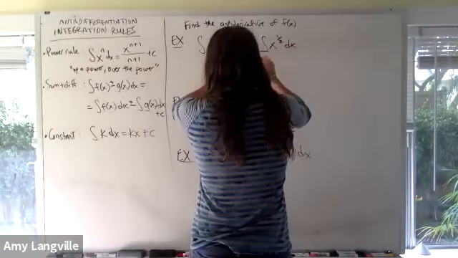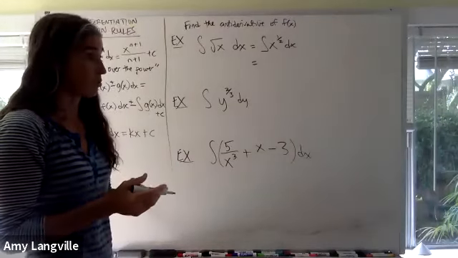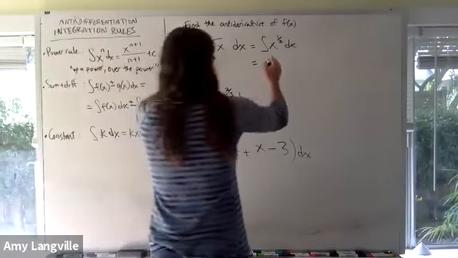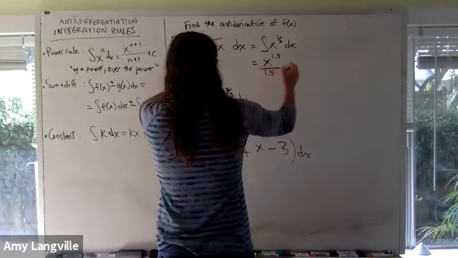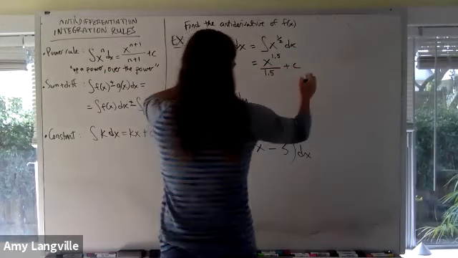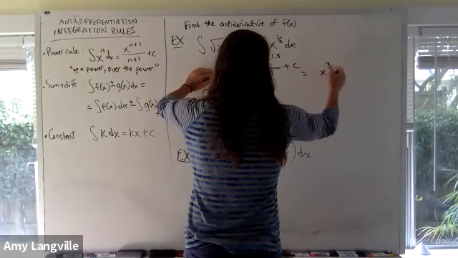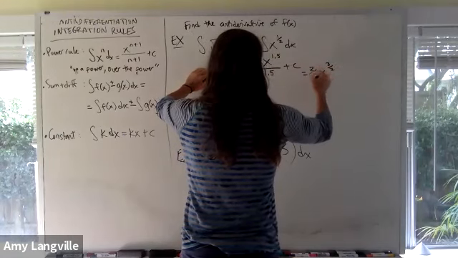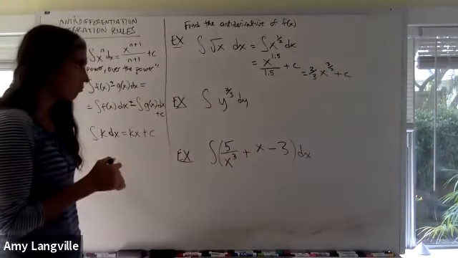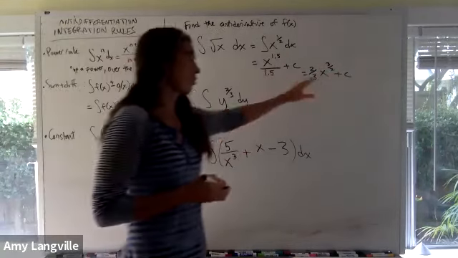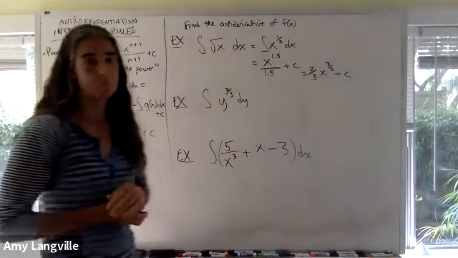So you add 1 to the exponent, so that becomes 3/2, or if you like turn it into decimals, that's 1.5. So x to the 1.5 divided by 1.5 plus c. Or if you like fractions, x to the 3/2 divided by 3/2 is the same as multiplying by 2/3 plus c. I mean the same thing. Check your work by taking the derivative of the antiderivative, and you should get square root of x back.